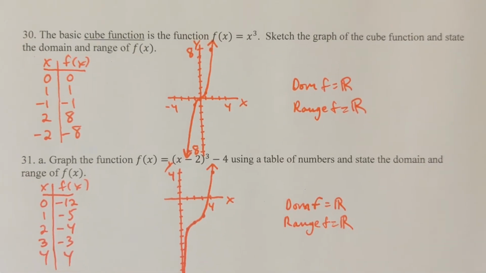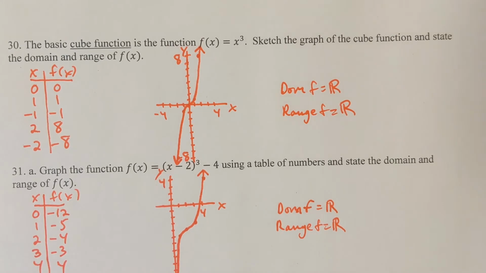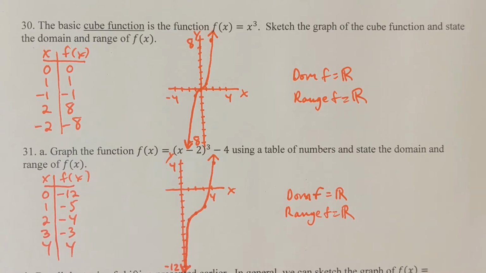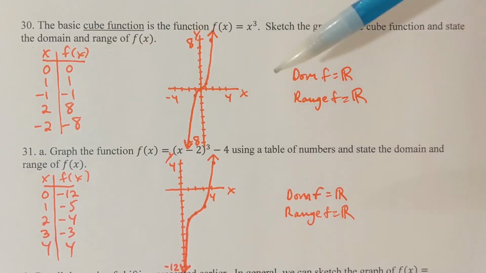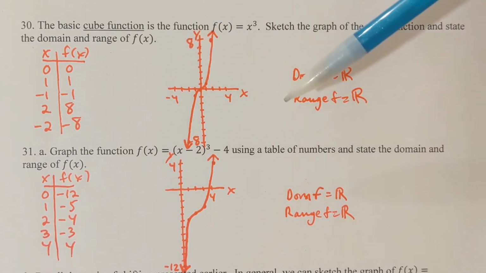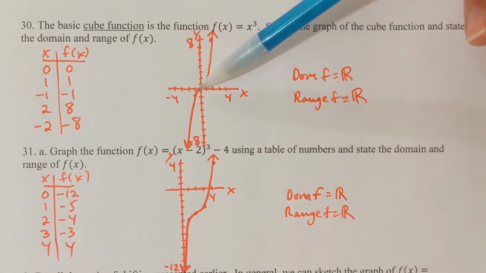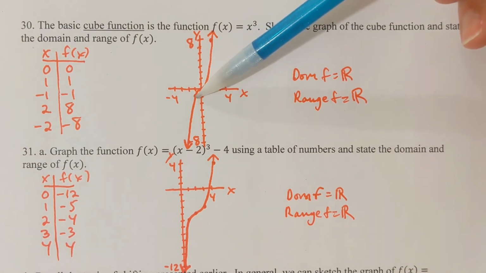Here's another kind of function that we'll need to know, the cube function. So problem 30, the basic cube function is represented by f of x equals x cubed. Sketch the graph of the cube function and then state the domain and the range. Okay, so I've got my table set up here and I'm just selecting values. If x is 0, 0 cubed is 0. Here's 0, 0 on the graph. If x is 1, 1 cubed is 1, so here'd be 1, 1 on the graph. If x is negative 1, negative 1 cubed is negative 1, so here's negative 1, negative 1 on the graph.